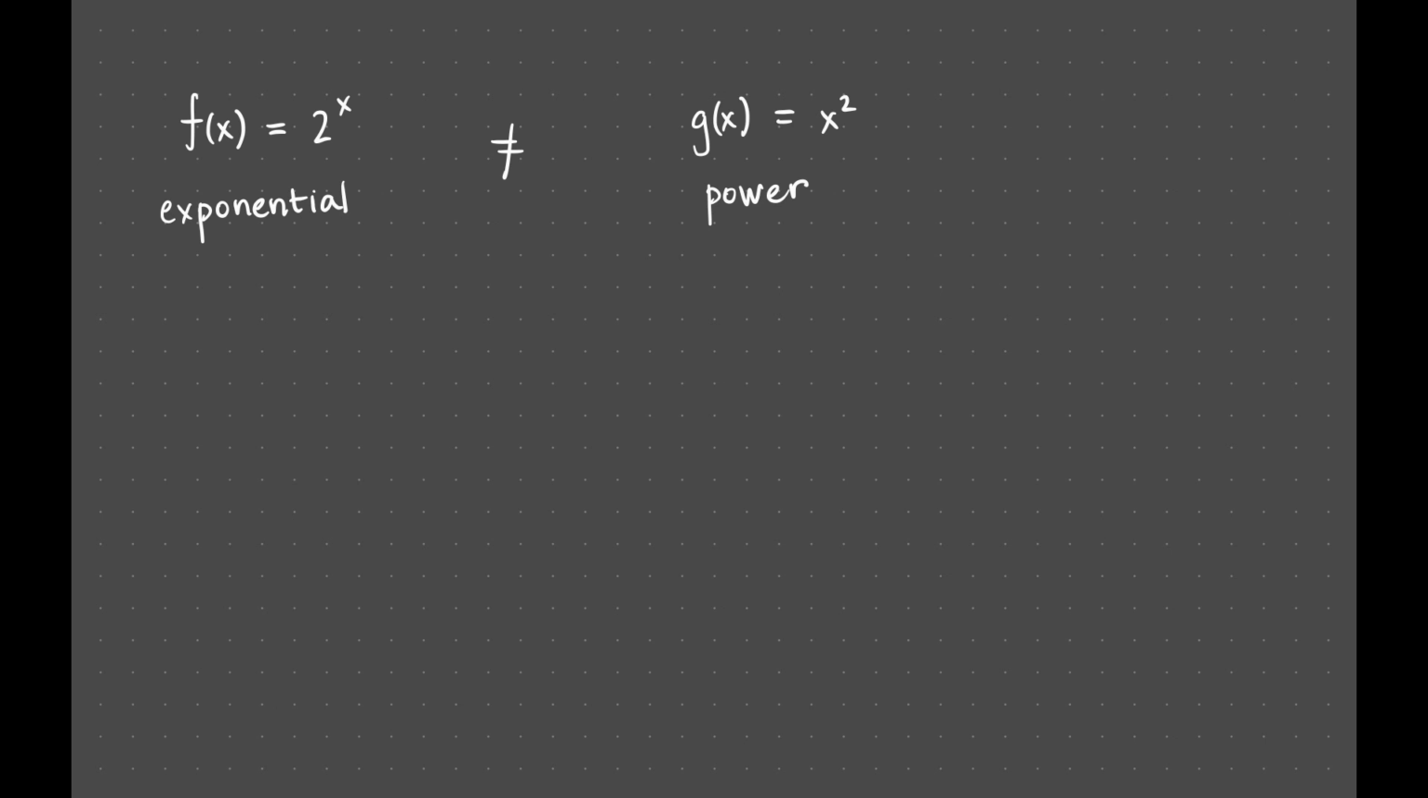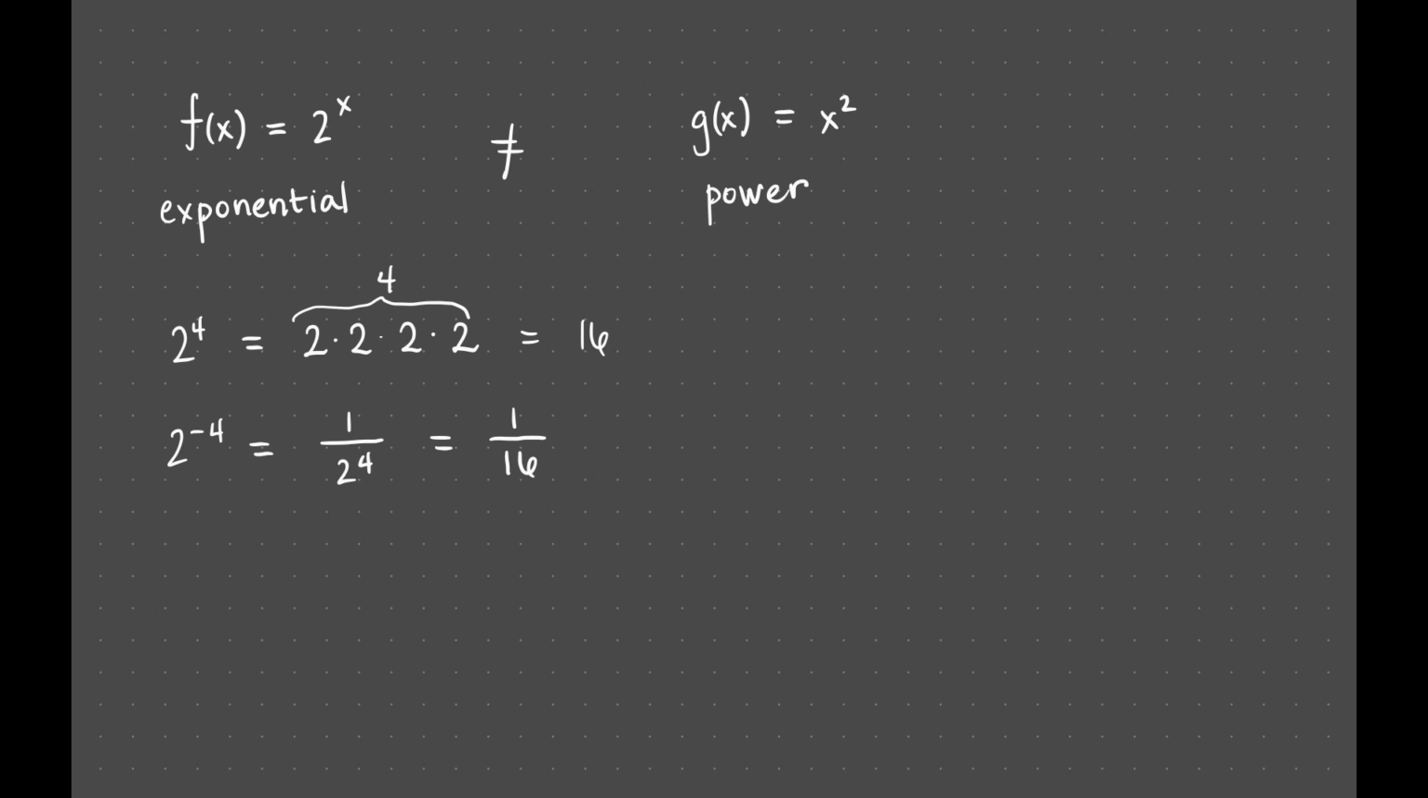For example, if x equals 4, then 2 to the 4 means the number obtained by multiplying 2 with itself 4 times, which is 16. If the exponent is negative, then we just take the reciprocal. For example, 2 to the negative 4 is just 1 over 2 to the 4, or 1 over 16.